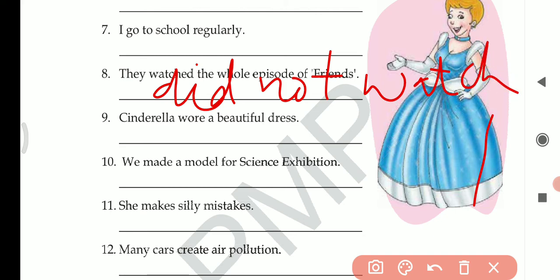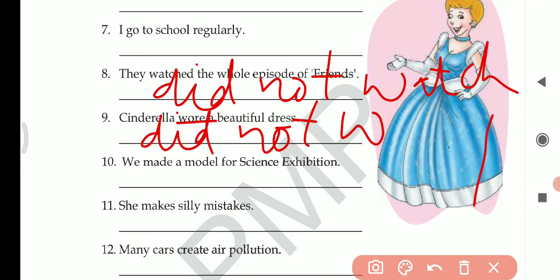9th, Cinderella wore a beautiful dress. Again this sentence is in simple past tense because wore is there. So Cinderella did not wear. Wore will change into wear because you have to use the root form of the verb.